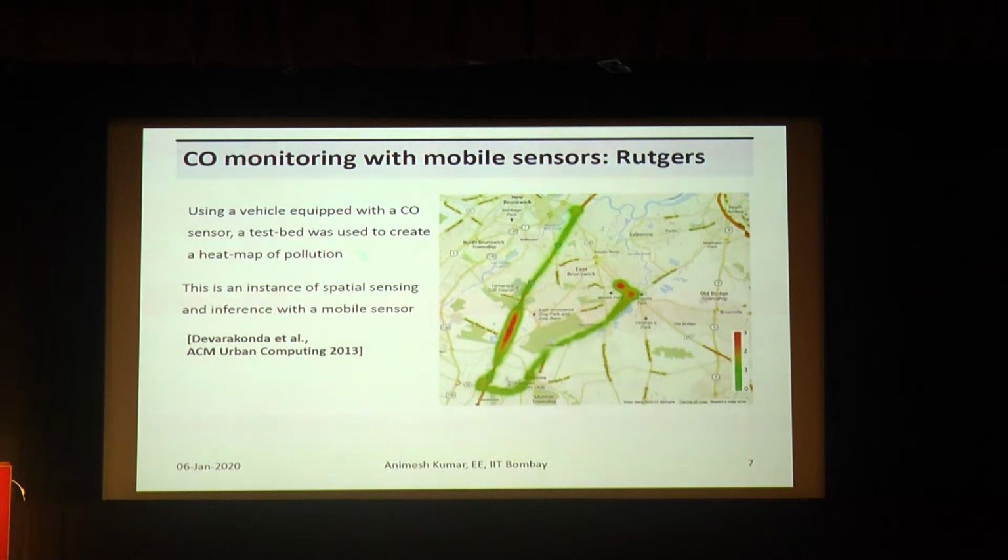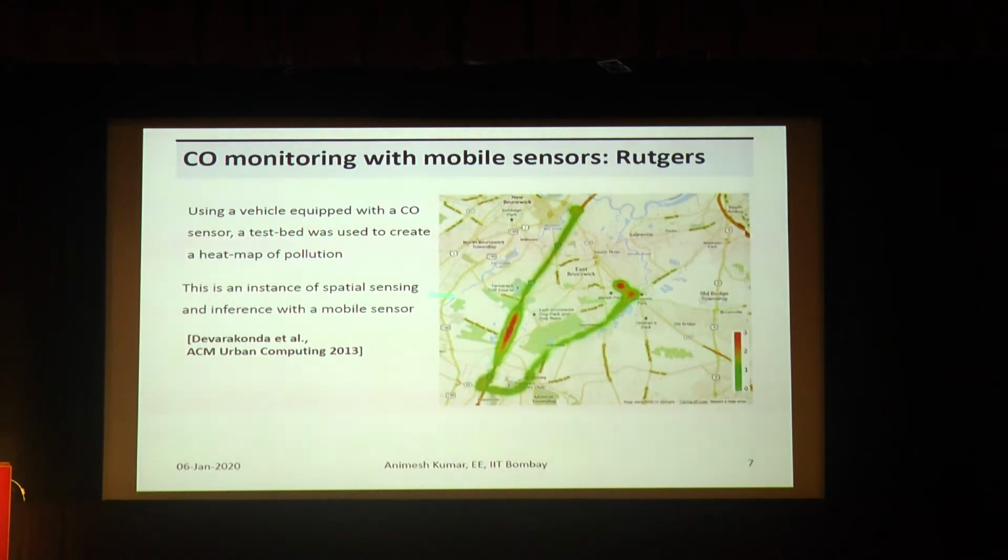Similar to this experiment, but a little bit different in flavor, was done in the US. A group at Rutgers University was interested in how much carbon monoxide is present along a highway in the US. So this is the famous New Jersey Turnpike.